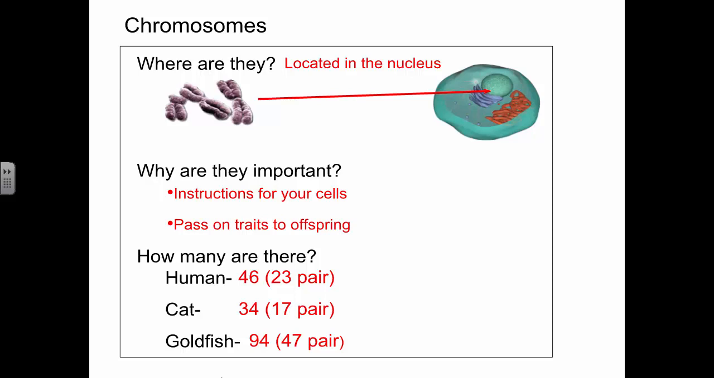Goldfish are not really big, and they have a lot more chromosomes than we do. That's how they evolved. So chromosomes aren't related to how big or complex an organism is. They just have how many chromosomes that they have. The most important one to know, and we're going to spend most of our time talking about, especially in human genetics, will be humans. So we have 46 chromosomes, 23 pairs of chromosomes. Any questions?